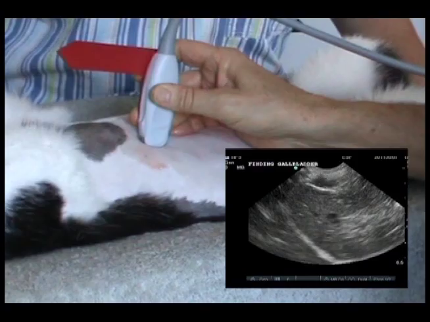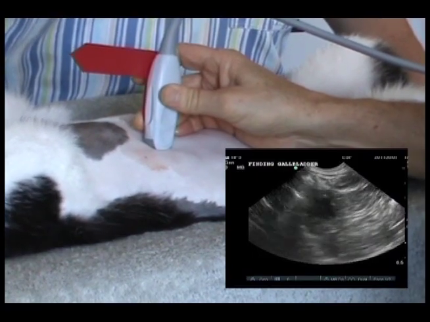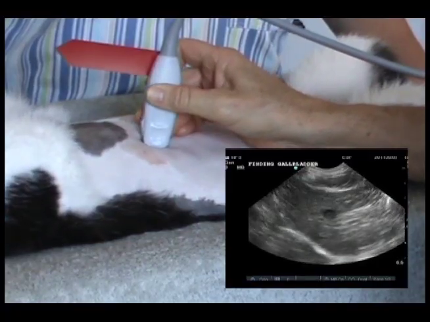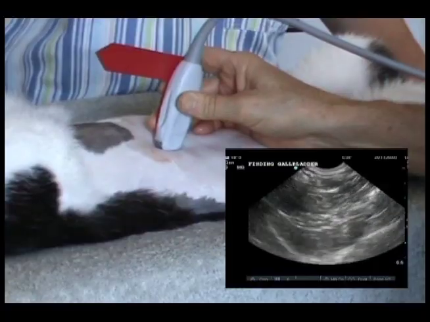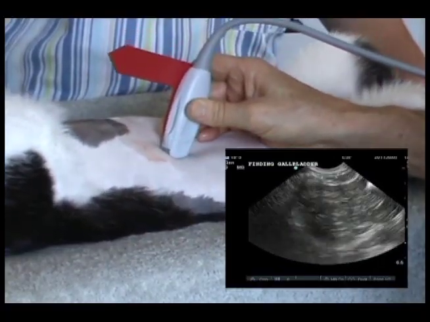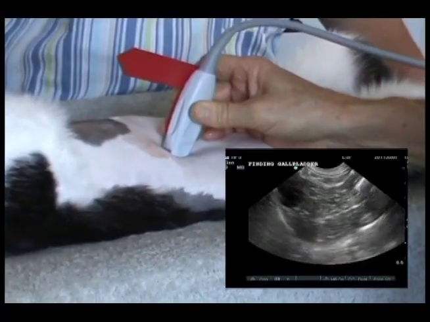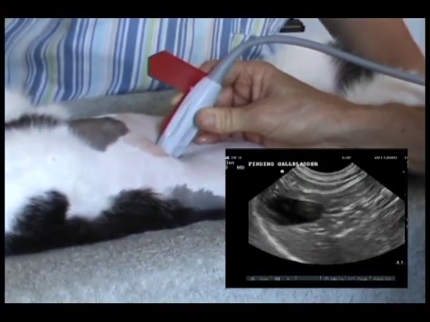Fan the transducer to the patient's right side to find the gallbladder. If necessary, rotate the transducer clockwise or counterclockwise to find the long axis of the gallbladder. If necessary, slide the transducer along the rib to the patient's right side. Decrease depth to magnify the gallbladder for study.